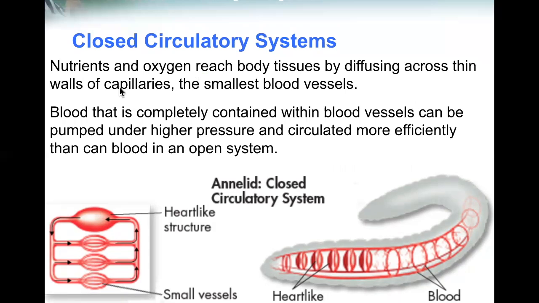Nutrients and oxygen reach body tissues by diffusing across the thin walls of capillaries, the smallest blood vessels. Small blood vessels here. Blood that is completely contained within blood vessels can be pumped under higher pressure and circulated more efficiently than can blood in an open system.